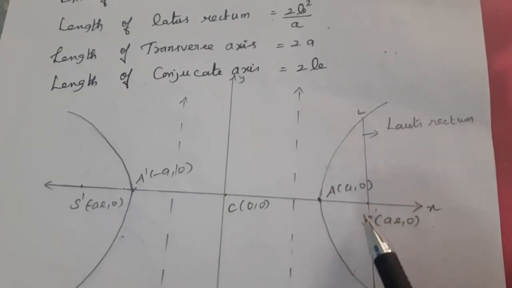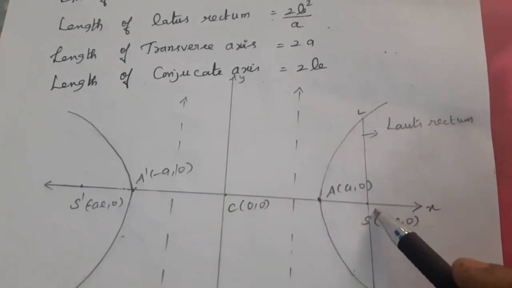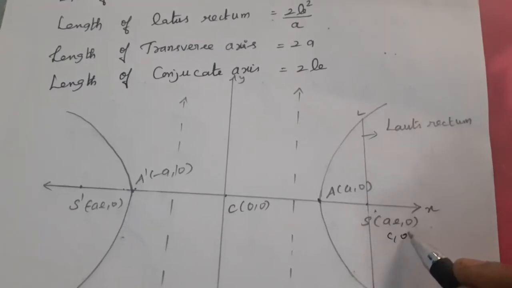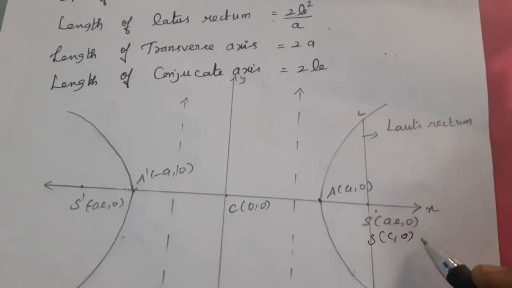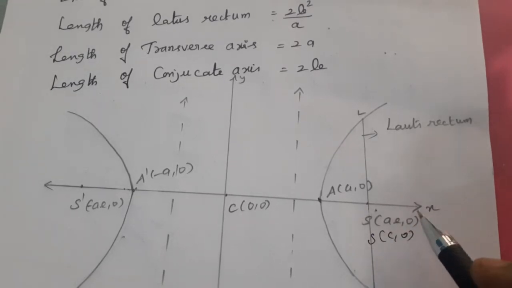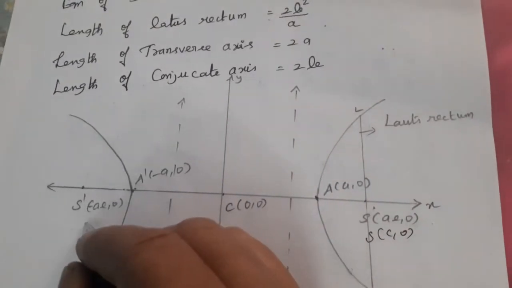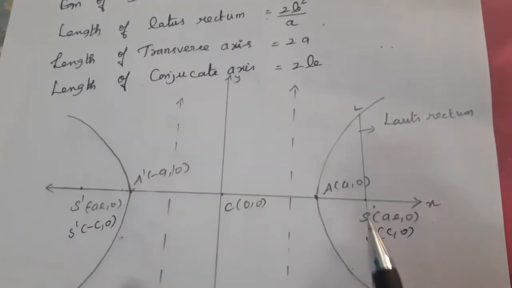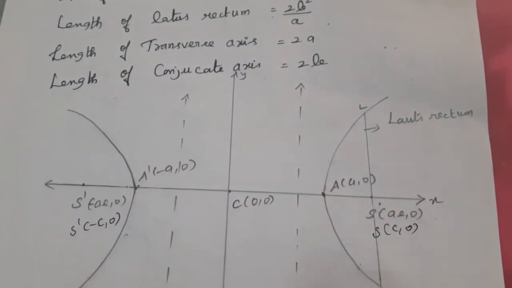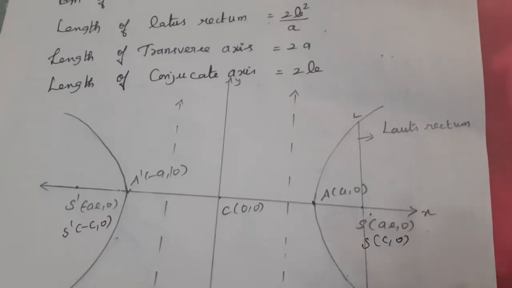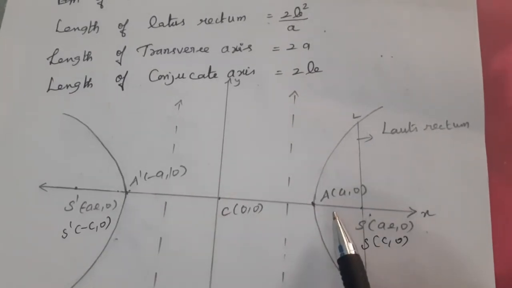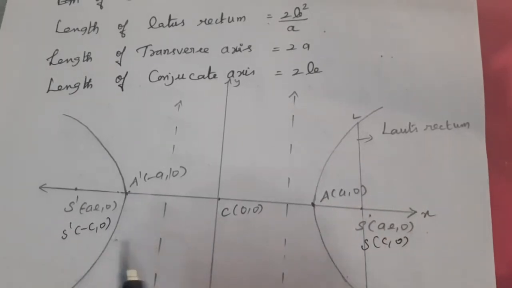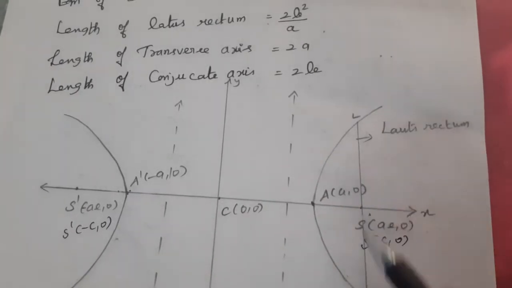Next, the foci. S and S dash. S is AE, 0 or C, 0, both are the same. S is C, 0, where C is AE. S dash is minus C, 0. S and S dash are the foci of the hyperbola. A and A dash are the vertices of the hyperbola.